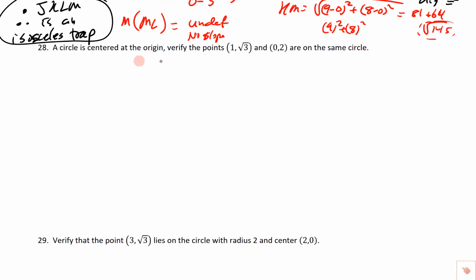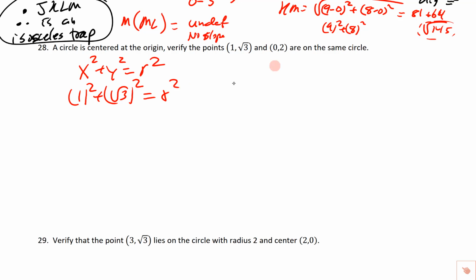It says a circle is centered at the origin. That tells us a whole lot. And it says verify the points 1, radical 3 and 0, 2 are on the same circle. Okay, so let's do this. x squared plus y squared equals r squared. If these are on the same circle, they should work out the same when we plug those in there. So let's check and see what we get. This would be 1 squared plus radical 3 squared, that would equal r squared. And the other one would be 0 squared plus 2 squared, that should equal r squared.